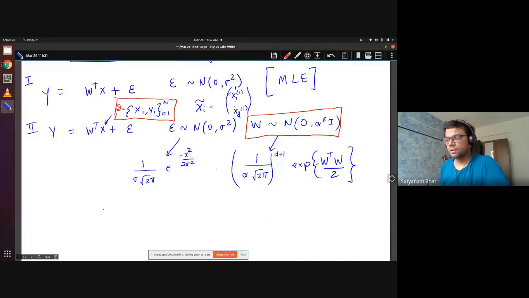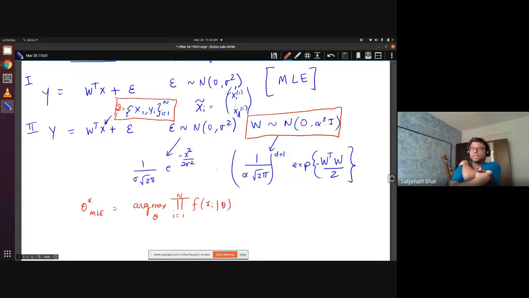If you remember, in MLE, theta star MLE is the argmax over theta of the total likelihood, product over i equal to 1 to n of f of xi given theta. So this is what we do in MLE. You look at the data, assume that it is coming from some parameter theta, and find out the probability that you see a sequence of data. To solve this, you do tricks like taking the log, which becomes a summation, then take the derivative and you get theta MLE.